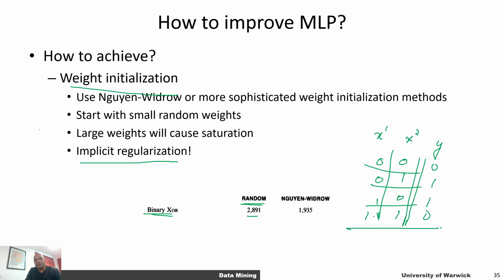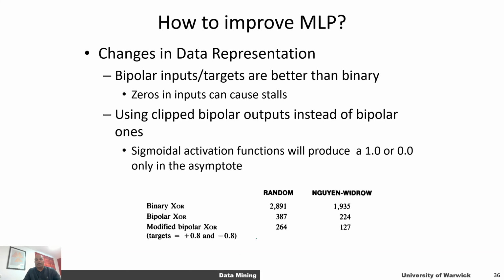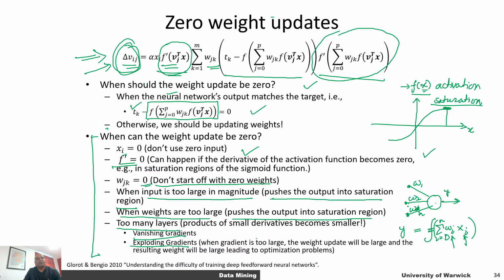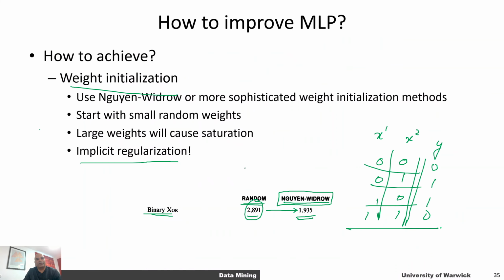So when solving this problem using a multi-layer perceptron with random weights, you spend 2,891 epochs. But if you initialize your weights a bit better using a procedure called Nguyen-Widrow, which is available in most libraries, you can converge really fast. You can converge within like 2,000 epochs, right? So that's good. Note that when the input representation has zeros in it, you can have low weight updates, right?